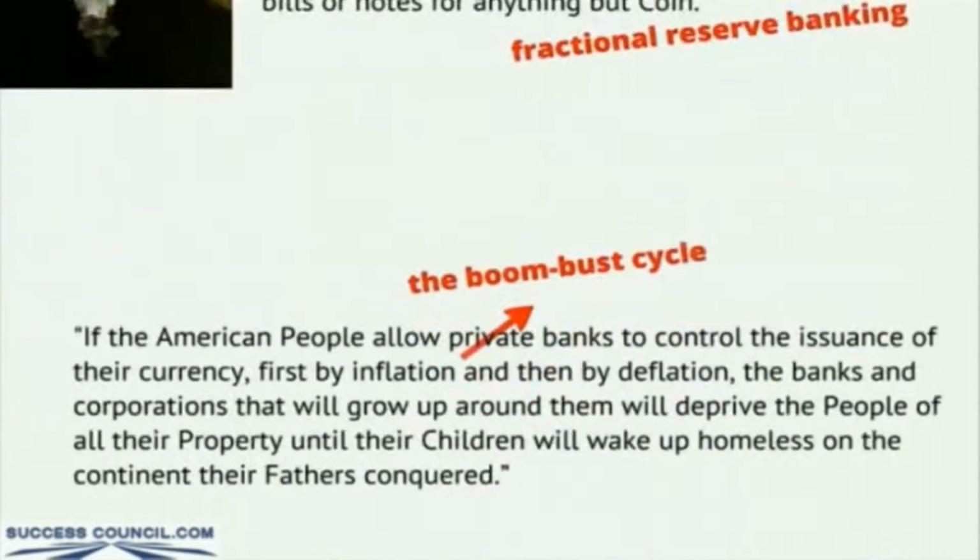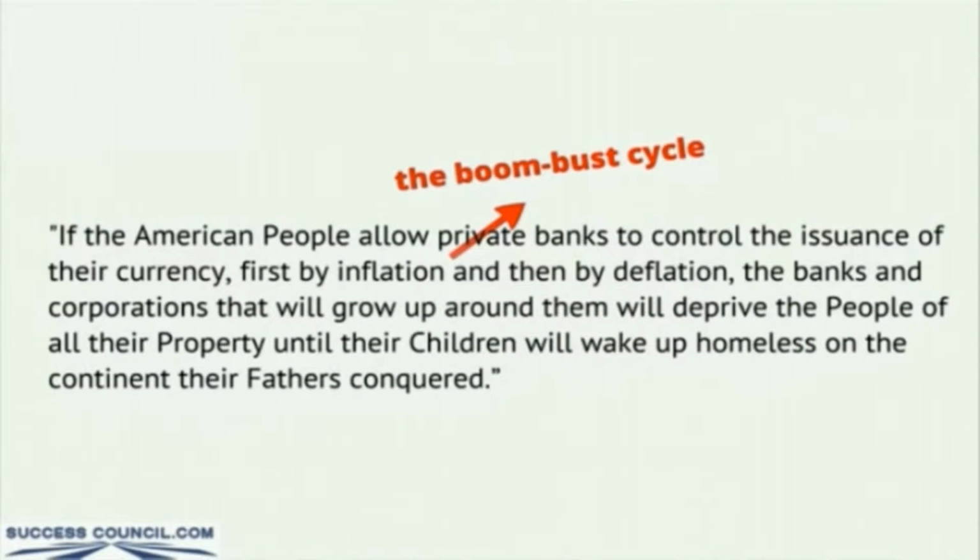He goes on, "If the American people allow private banks to control the issuance of their currency, first by inflation, then by deflation, the boom-bust cycle, the banks and corporations that will grow up around them will deprive the people of all of their property until their children will wake up homeless on the continent their fathers conquered."